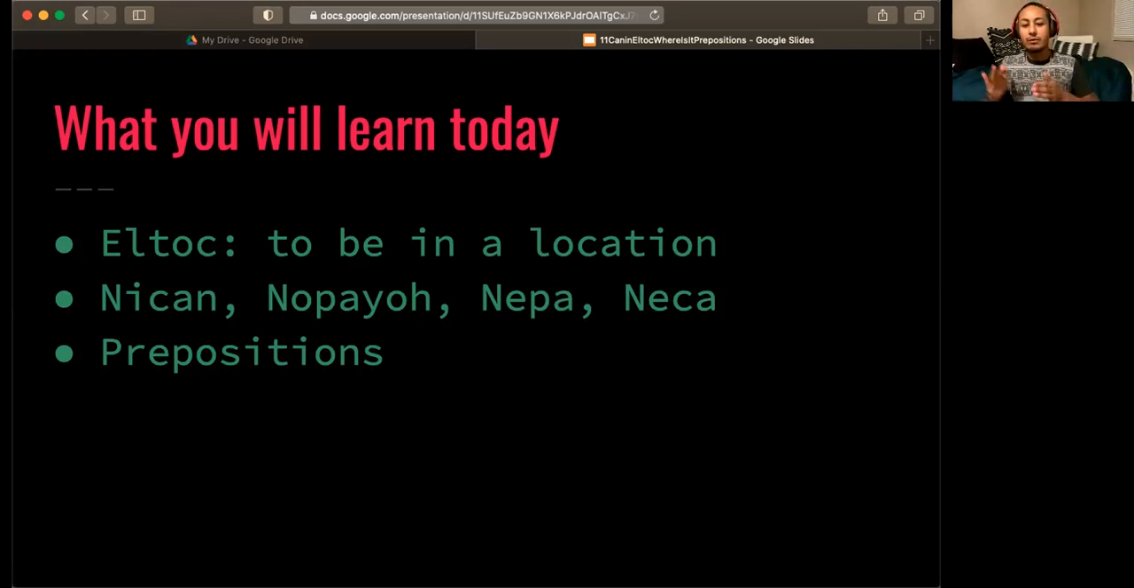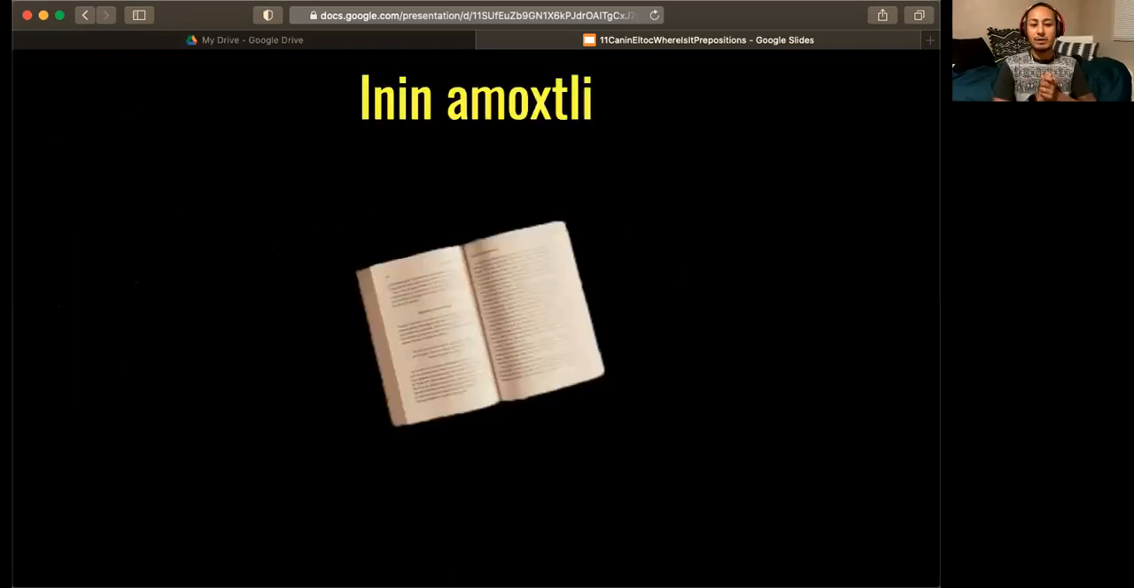Okay, so we're also gonna learn the word nican, nopayo, nepa, and neka, and then we're gonna combine it all together and we're gonna learn prepositions and we're gonna learn where objects are in a location. Okay, so we're gonna start with inin amoshli, and I'm pretty sure you know this. This should be pretty easy by now.